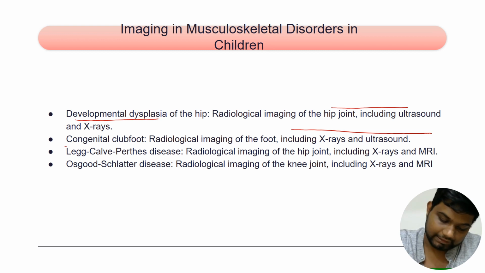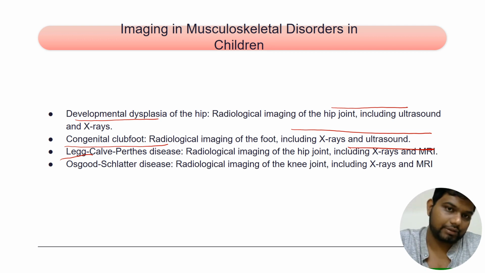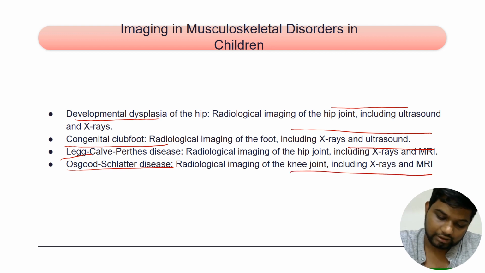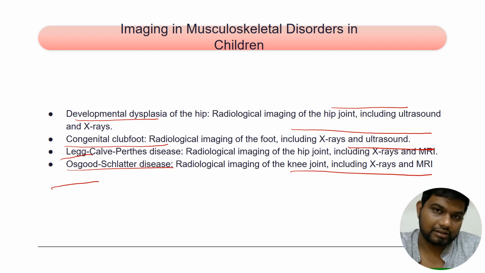Or Legg-Calve-Perthes disease, where they may give you the X-ray or the MRI of the hip joint and ask what disease is associated with it. And you have Osgood-Schlatter disease, where they may give you the X-rays and the MRI of the knee joint and ask what is wrong with this patient. So these kinds of things are seen in radiology.